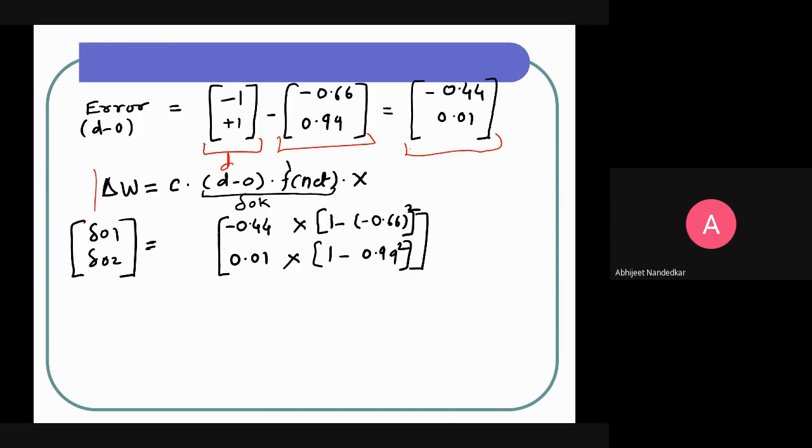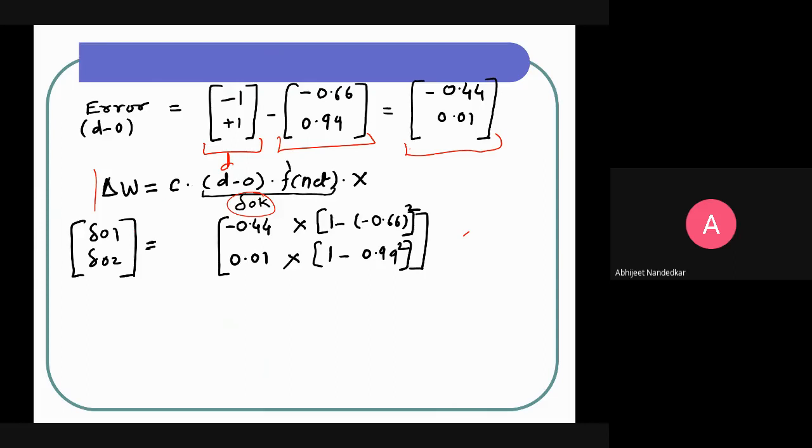So this delta O_k is the error signal for the output layer. There are two deltas, delta O1 and delta O2, since there are two neurons on the output side. If there were 5 neurons, there would be delta O3, delta O4, delta O5. So this will be called the delta O vector. Here we have only two.